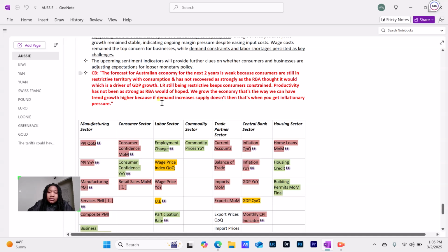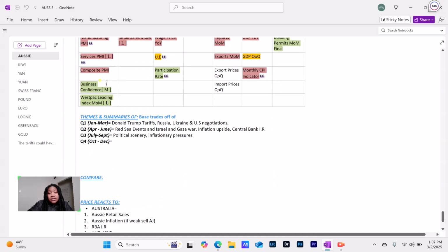We grow the economy, that's the way we can have trend growth higher, because if demand increases and supply doesn't, then that's when you get inflationary pressures. So now we know supply has got to keep up, because if not, that's when you have inflationary pressures. Got to go back to that. That's okay, I'm glad I wrote that down.